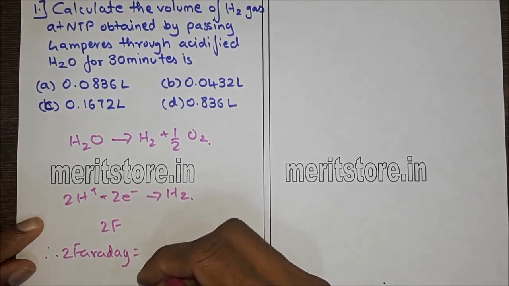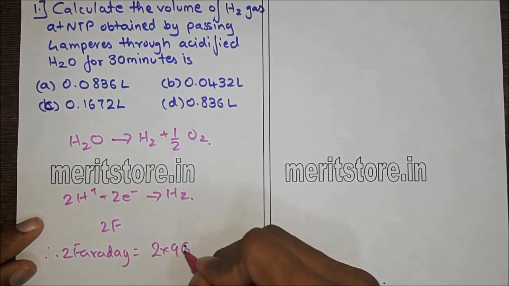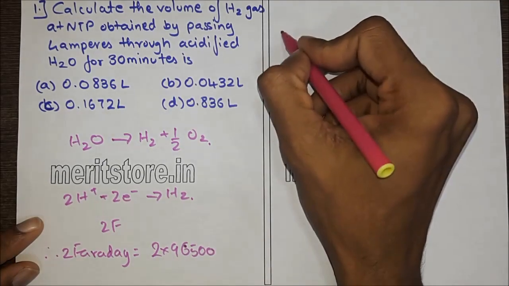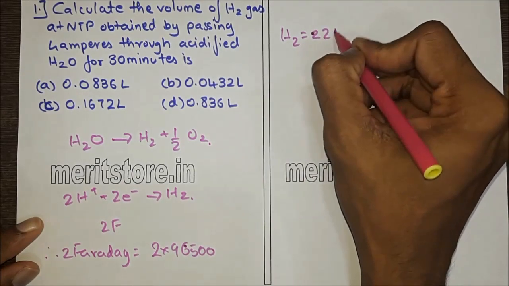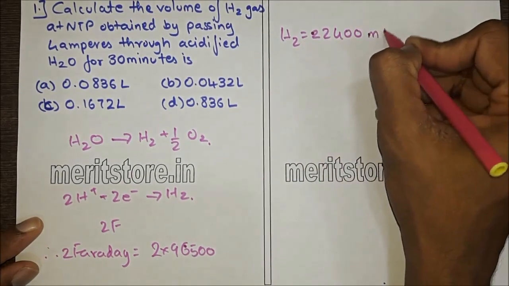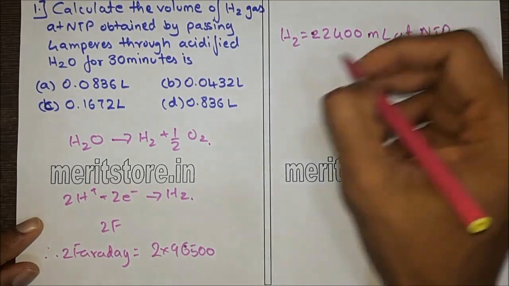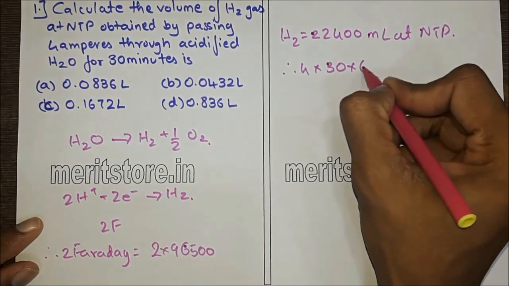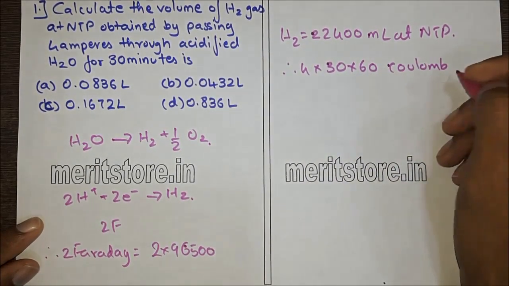2 Faraday is equal to 2 into 96,500 coulomb charge, which liberates 1 mole of H2, equal to 22,400 ml at NTP. Therefore 4 into 30 into 60 coulomb charge will be liberated.